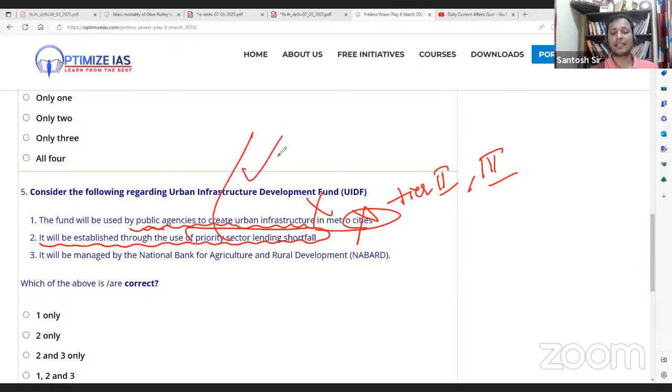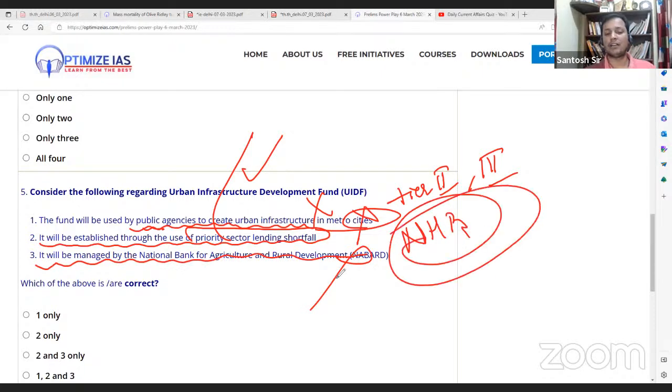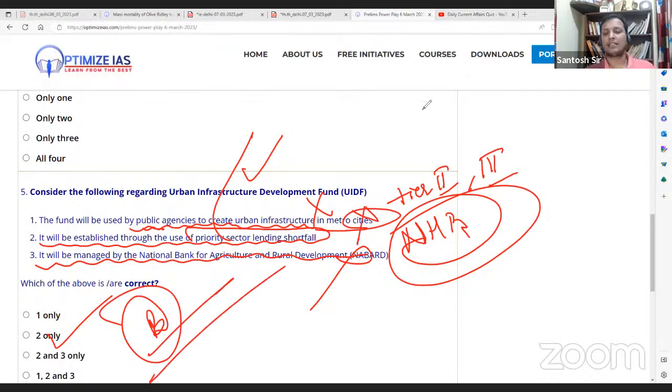Yes, this is correct. Priority sector lending is a regulation brought by the RBI where the scheduled commercial banks have to lend some percentage of their credit to certain sectors like the renewable energy sector, the poor people, or the MSMEs. That is called priority sector lending. The last statement, it will be managed by NABARD. This is also incorrect. It will be managed by the National Housing Bank. So only 2 is correct, and the answer will be option B.